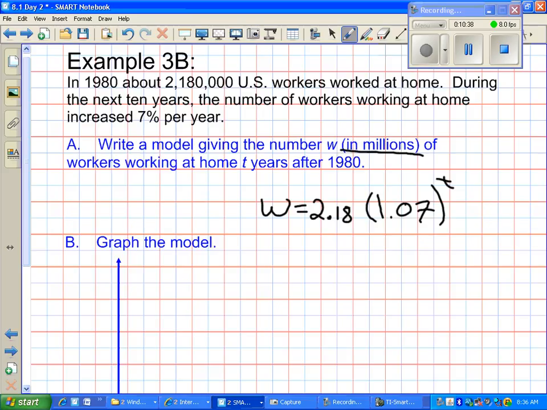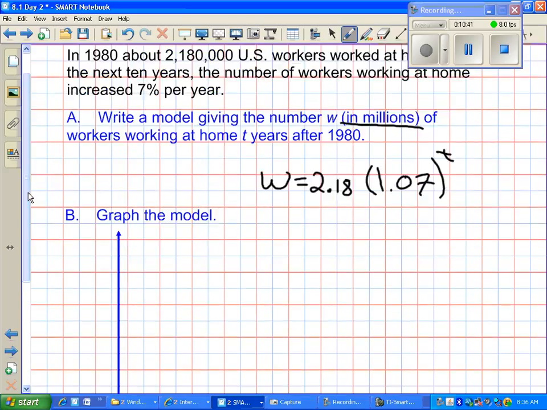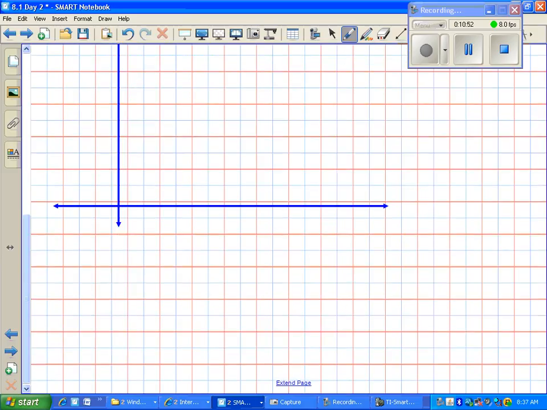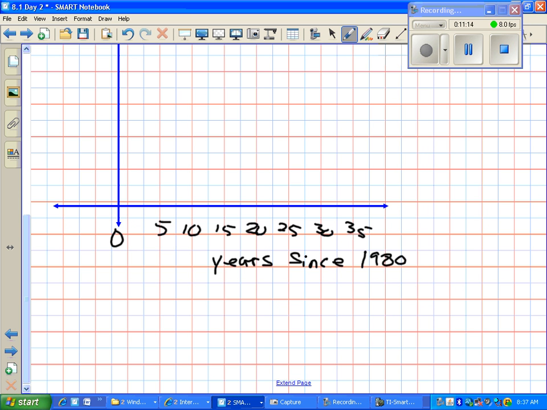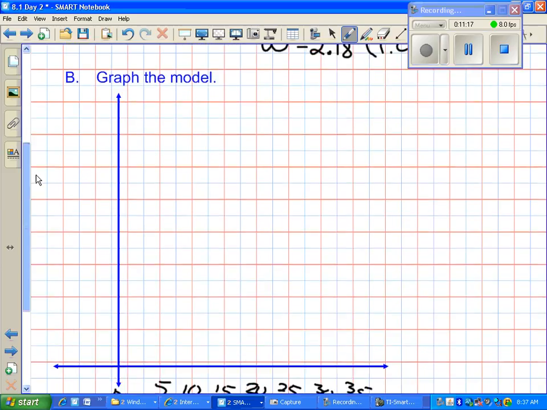Here is my problem. Then I could come down here, 1980. Right now, like I said, it was 2012, so this is 32 years. So my x's, I'm actually going to fill this out a little more, would go from 0 to 5, 10, 15, 20, 25, 30, 35. So these are years since 1980. Here, I'm at 2.8 million.